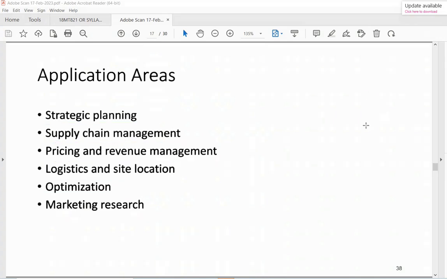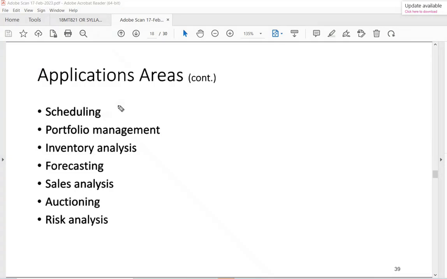Then some other areas are also there. That is proper scheduling, then portfolio management, especially in case of the stock market. Portfolio management plays a major role, and proper operation and research is required there also. Then inventory analysis. If you take the example of a mobile, if I'm going to launch a new mobile, I should have a proper inventory analysis. What is the existing system? What is the difference from the present existing mobile? Then what are we going to introduce? For that, proper inventory analysis is required.